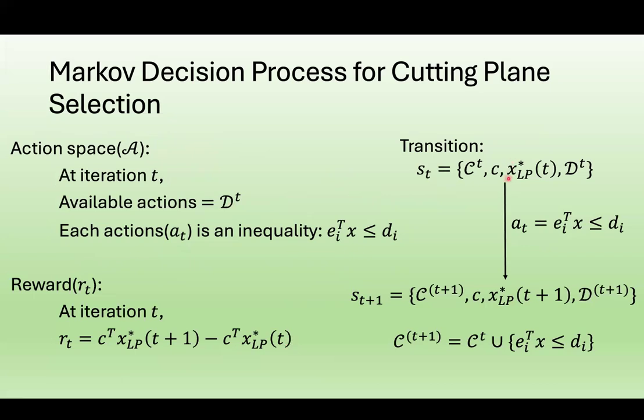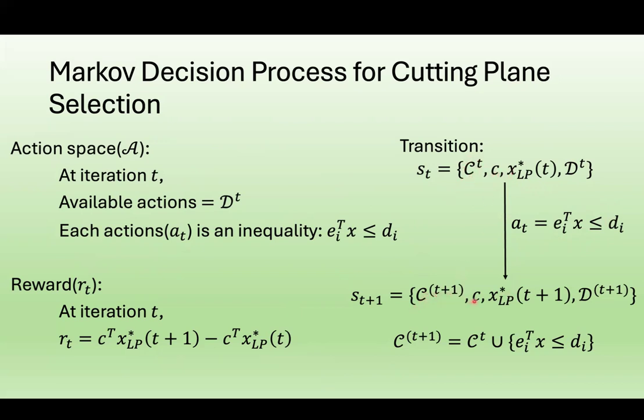Now let's talk about how the transition happens from state ST to state ST plus 1. So the state ST is given by this set. We take an action AT, which is given by an inequality. Now this inequality would have been contained in this set. After taking this action, the feasible region CT shrinks to the feasible region CT plus 1.